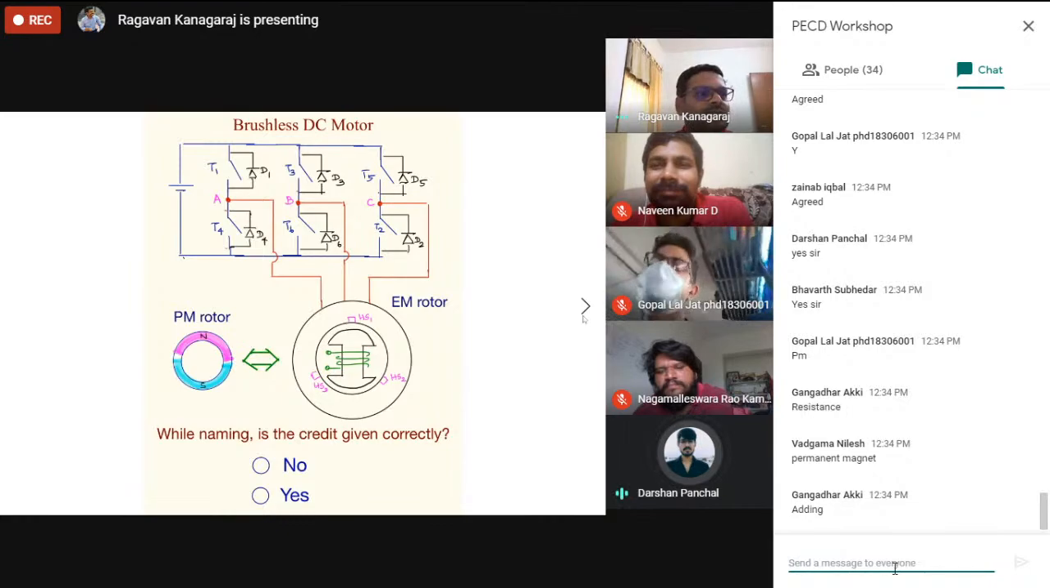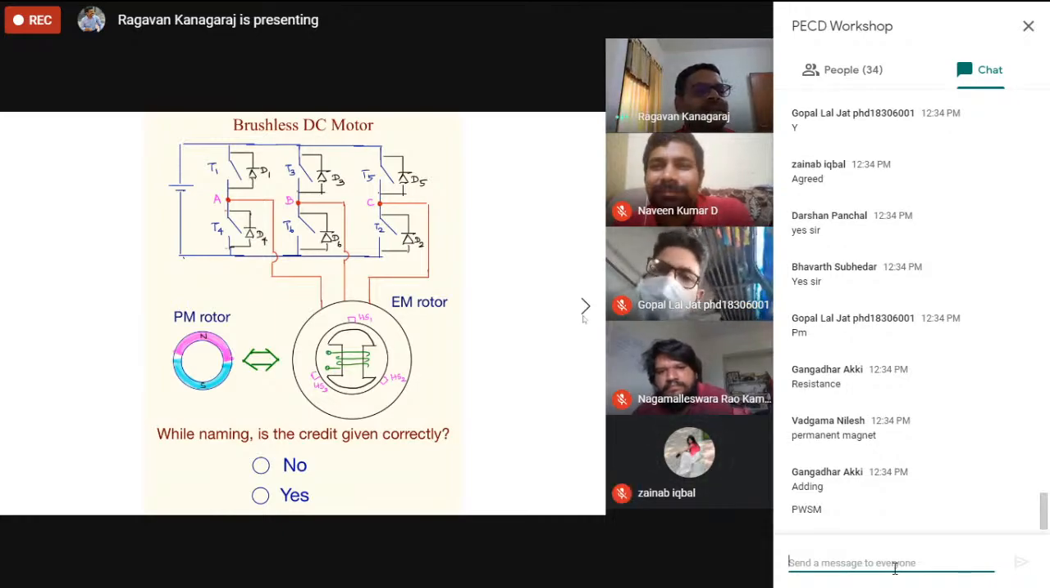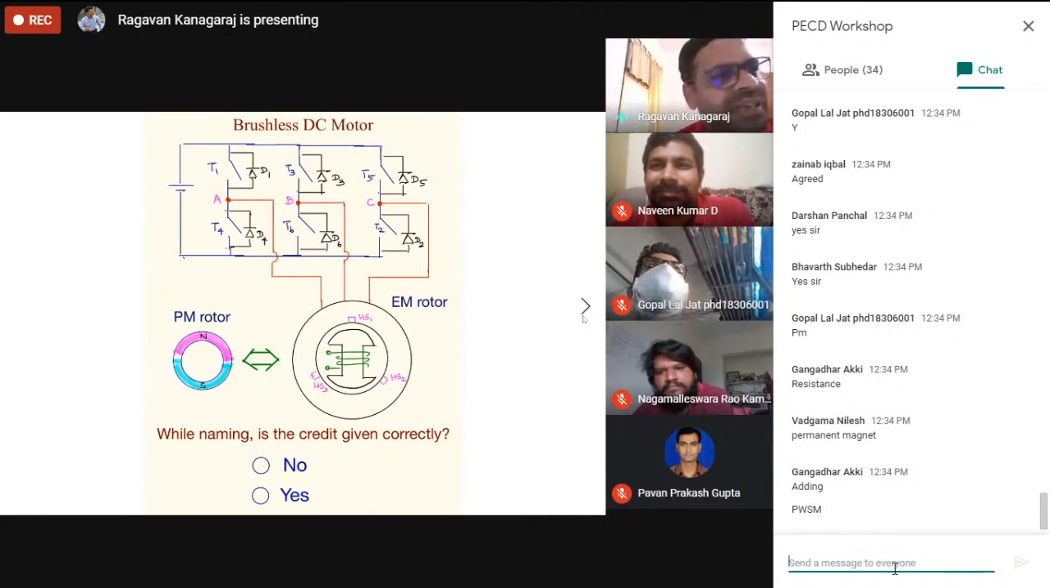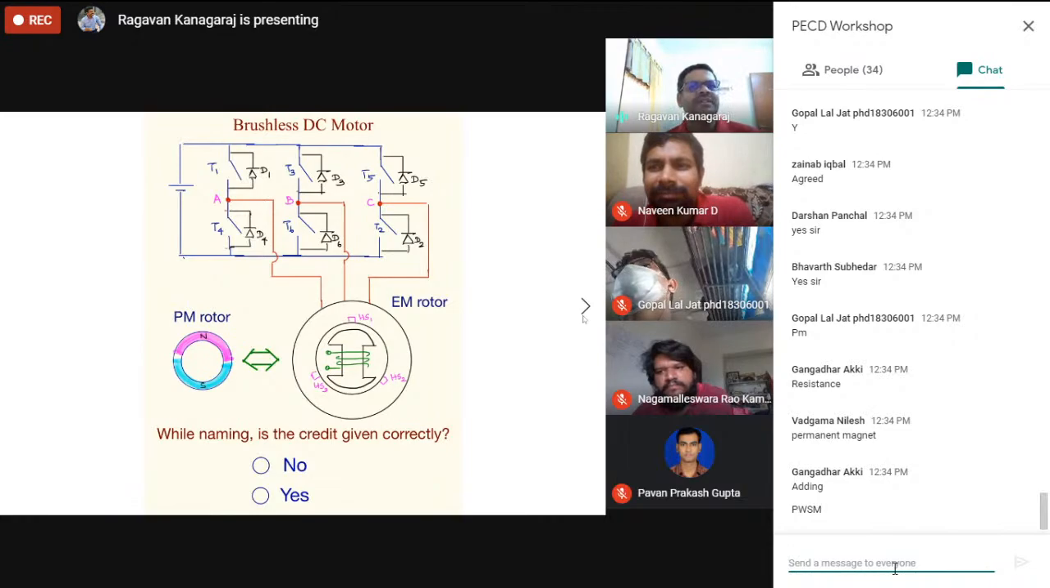Permanent magnet motor. Darshan, thanks Darshan. Okay, now anybody else? PMBLDC. BLDCs. So mostly people say it's a BLDC, right? BLDC means what? The motor in which brushes are not there. So by saying this terminology, I have asked a question.